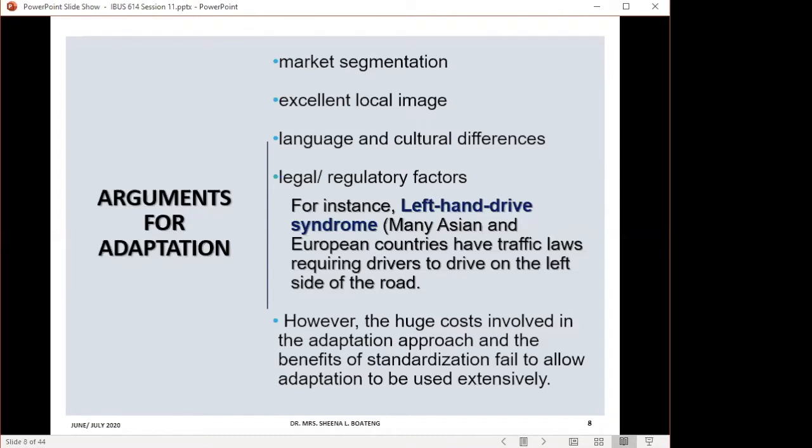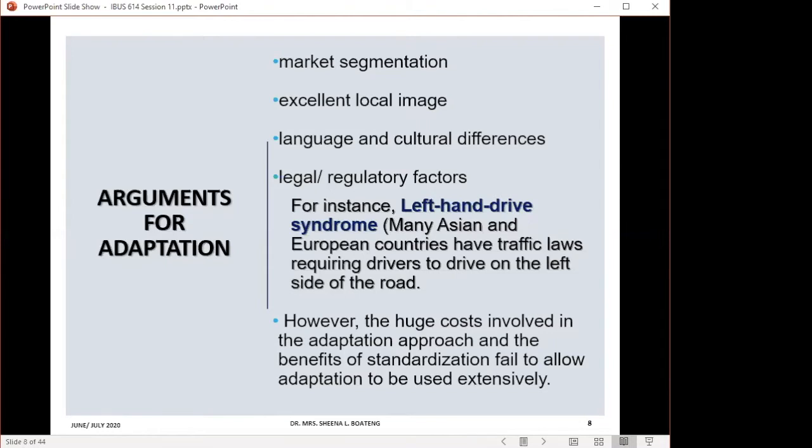The second thing is excellent local image. People in different cultures are sometimes known to exhibit ethnocentric tendencies. So you would want to put your product in a position where it will fit into their ethnocentric mindset and be acceptable by their standards. And that way you'll be able to develop a good local image for your product, which if you are able to do with every single foreign market that you are serving, would together sum up to be a huge positive image for the brand globally in all these markets.